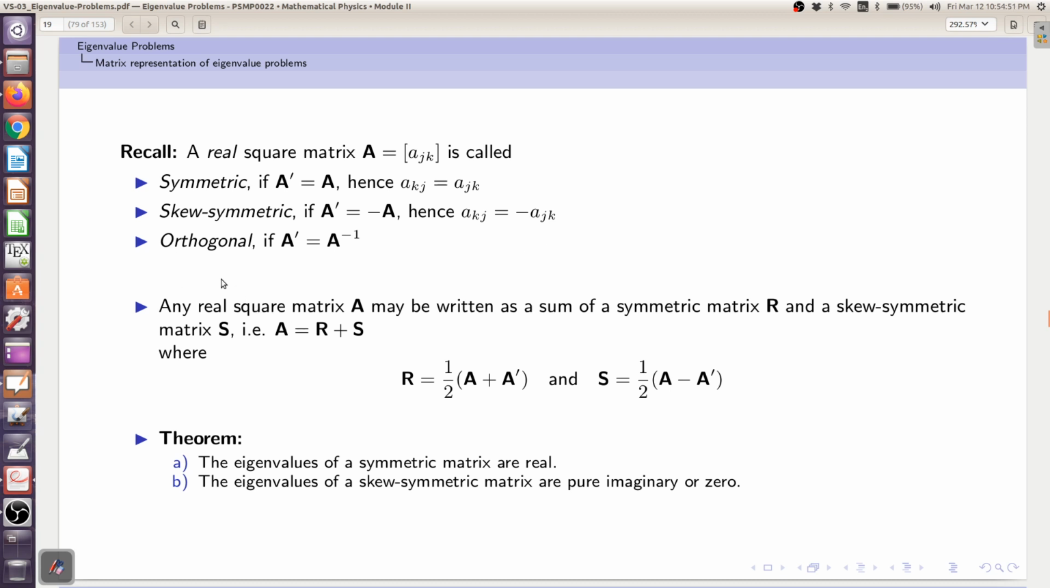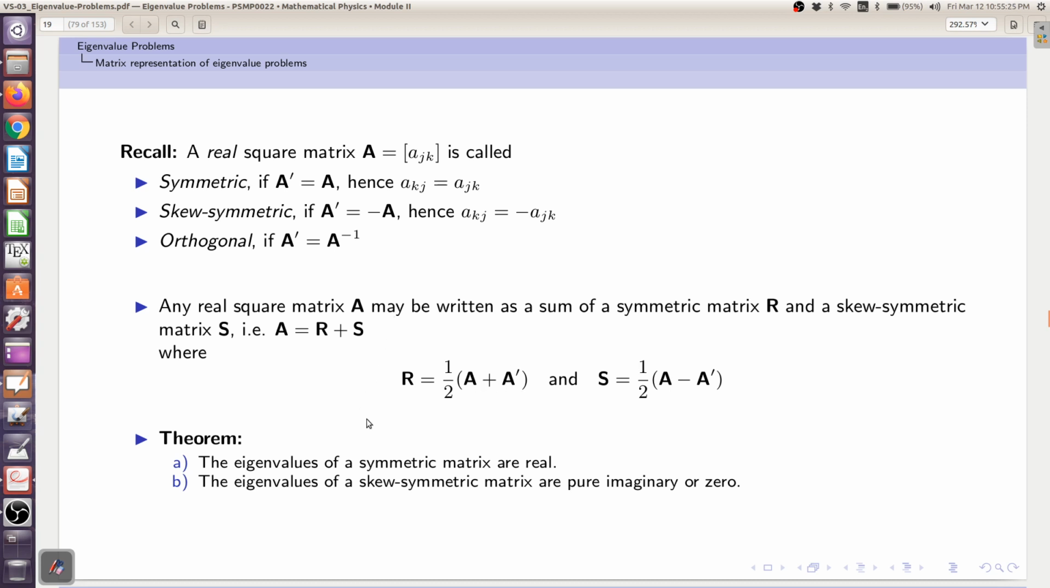And a real square matrix is said to be orthogonal if the transpose equals its inverse. There is also an elementary theorem, maybe from your higher secondary school, which you might recall. Any real square matrix can be written as a sum of a symmetric matrix and a skew symmetric matrix. And these symmetric and skew symmetric matrices can be obtained using the given matrix as well as its transpose.